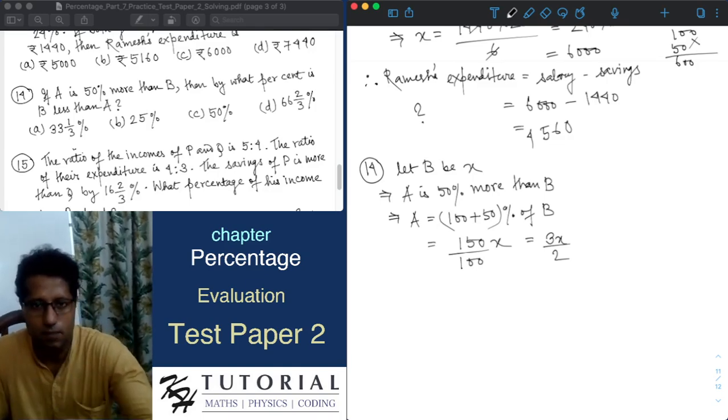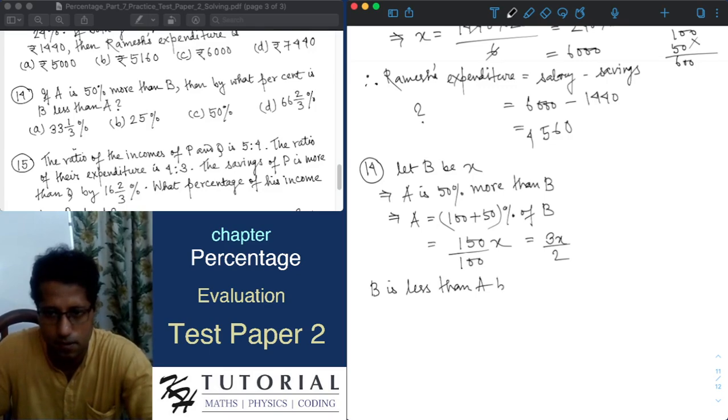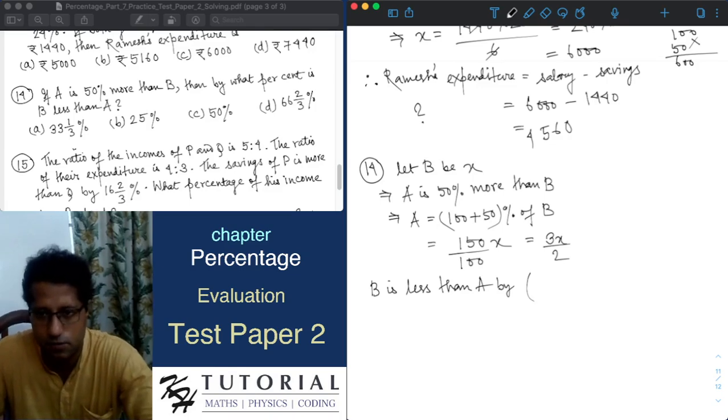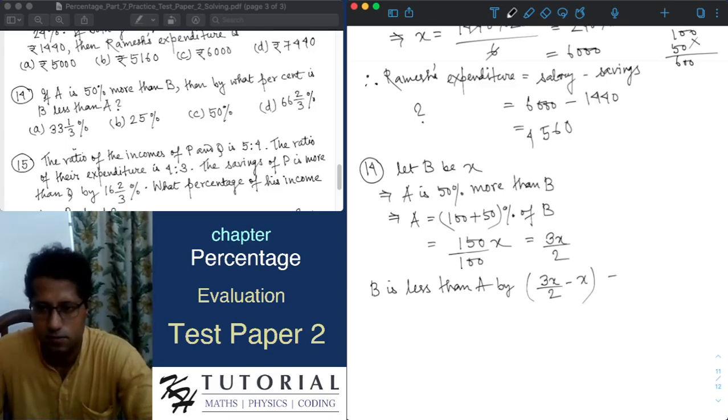Now it is asking by what percent is B less than A. So B is less than A by how much? The value of A minus value of B. That is, value of A is 3x by 2. Value of B is X. 3x by 2 minus X. This is equal to X by 2.